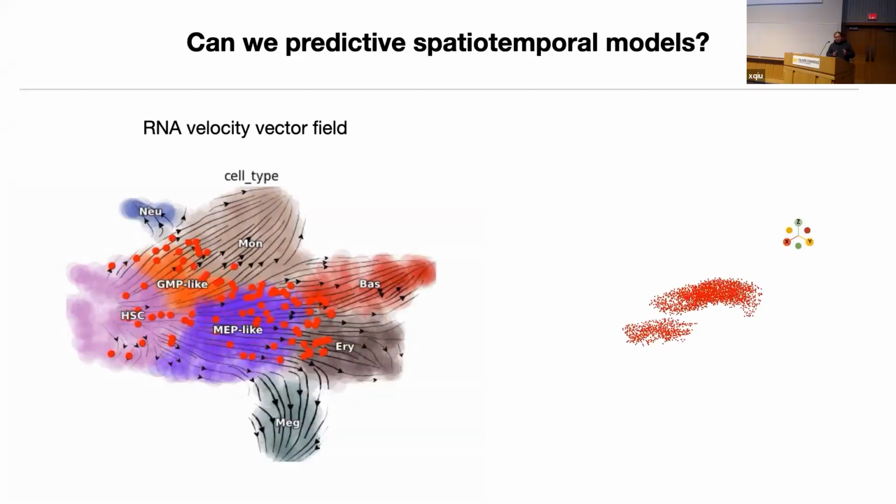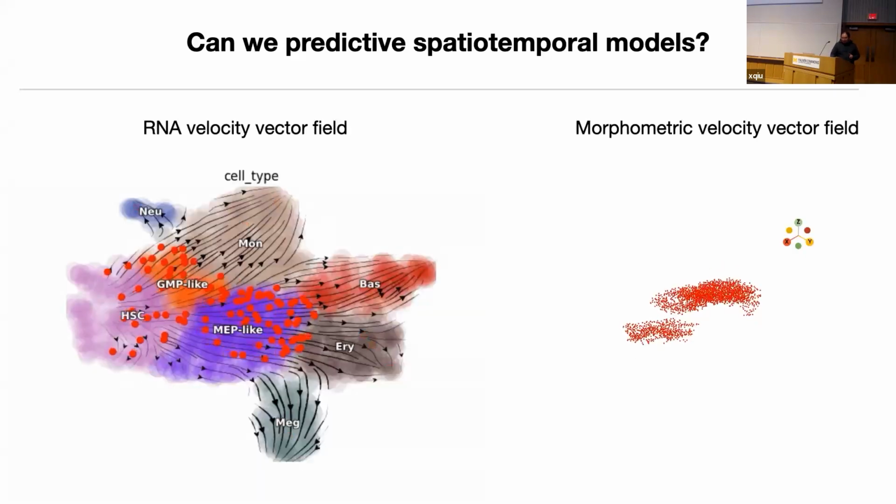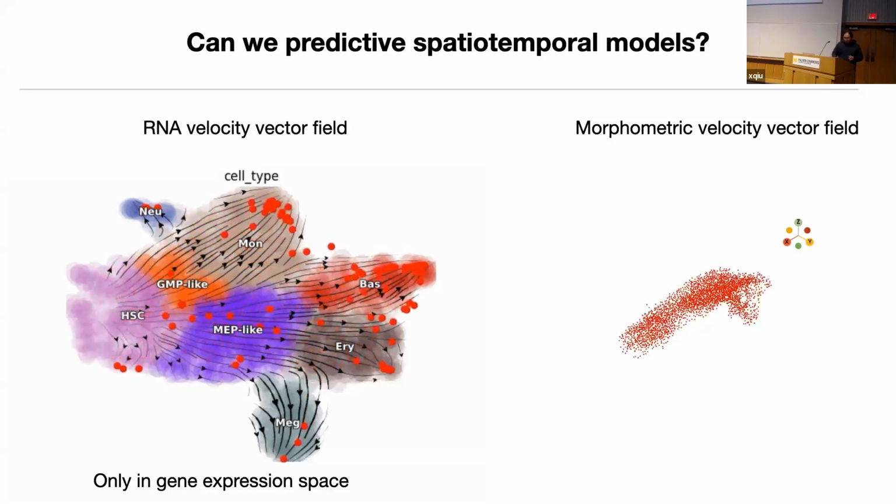So I have told you that using dynamo, we are able to reveal the ion velocity vector field. Using the spatial data, we are able to learn the morphometric vector field. So one is in the gene expression space, while the other is in the physical space. At this moment, these two are separate. They are not unified in a single framework. So it will be great if we are able to predict both the gene expression change and also the cell migration at the same time.